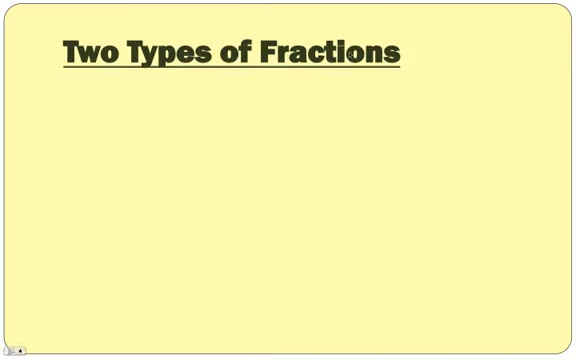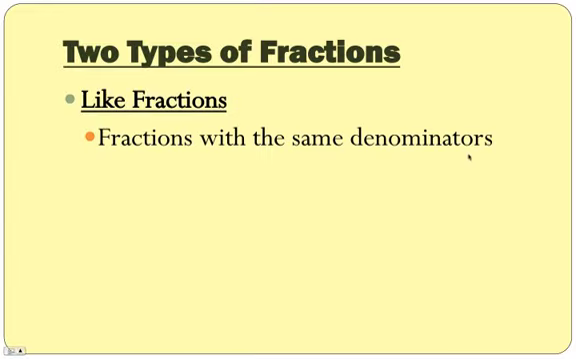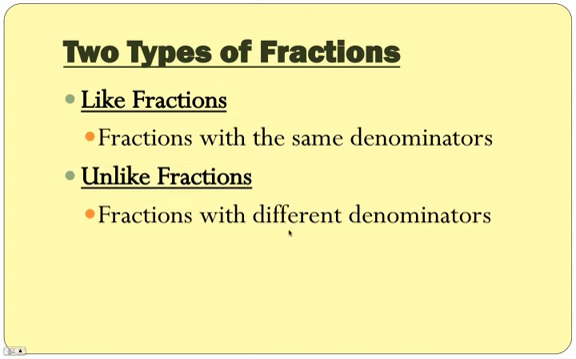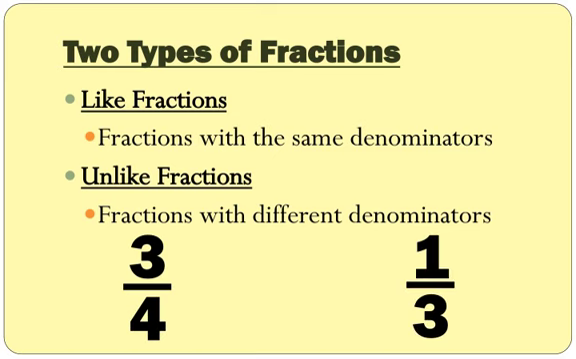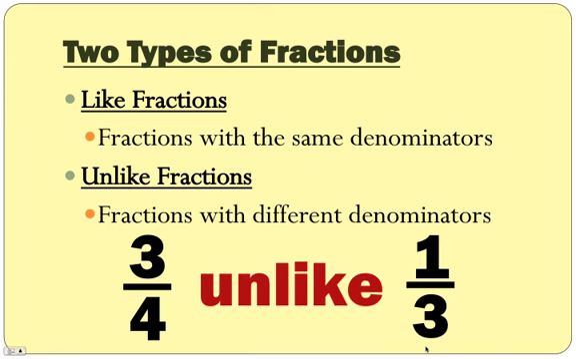Now there are two types of fractions. There's like fractions, where the fractions have the same denominators, and there's unlike fractions, where fractions have different denominators. Let's take a look at a couple of examples to make sure that we can tell the difference. Here we have 3/4, and here we have 1/3. Are these fractions like or unlike? Well, look at the denominators. The denominator here is 4, the denominator here is 3. Therefore, they are unlike fractions.